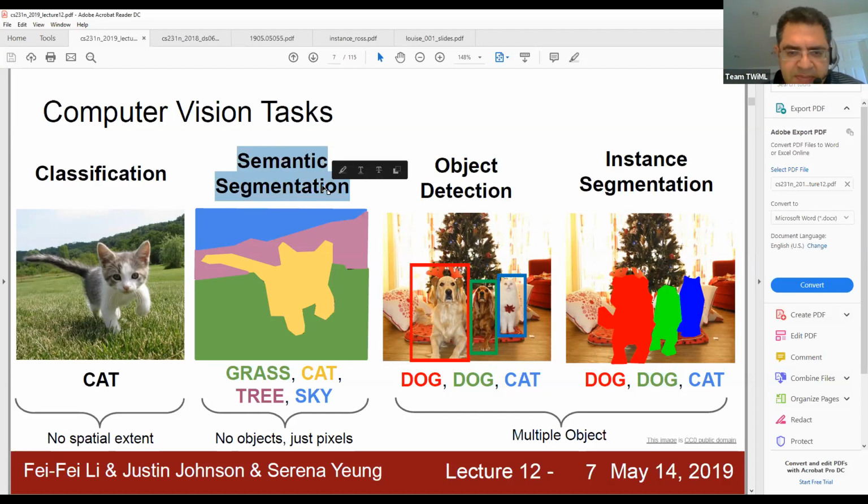Okay. The next stage is object detection, where you're trying to put a box around each object. Here you have 2 dogs and a cat. And then the last thing is, within the box, you also want to segment the object. Here you see the red: you have tried to segment the dog as carefully as you can.